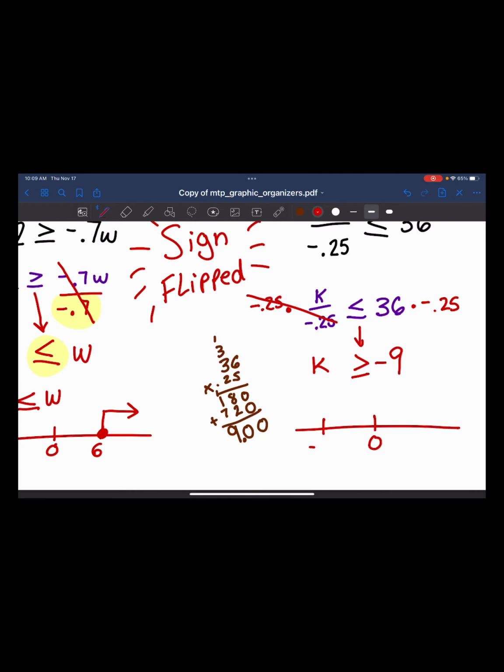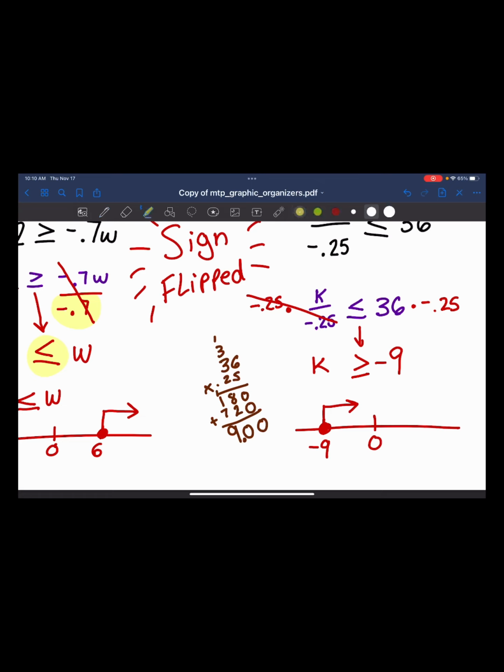Go to negative 9. It'll be a closed circle because it's an or equal to problem. And then go ahead and read it. Its k is bigger, so it's going to be anything that way.